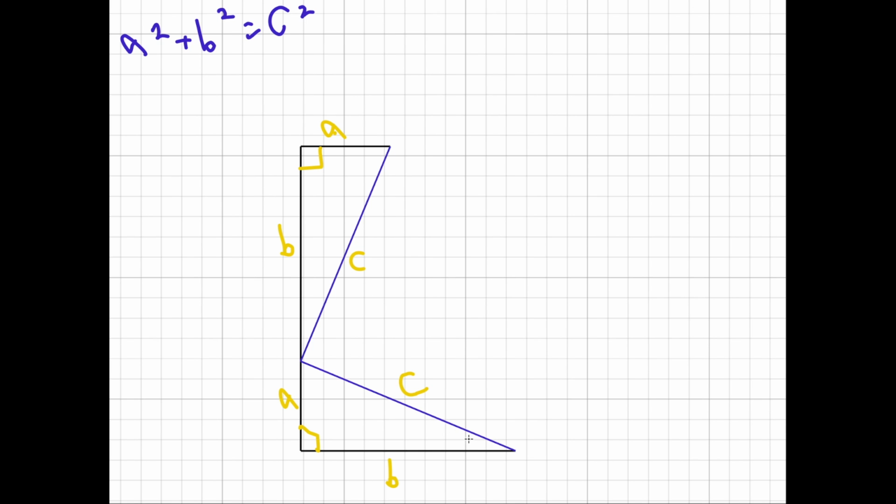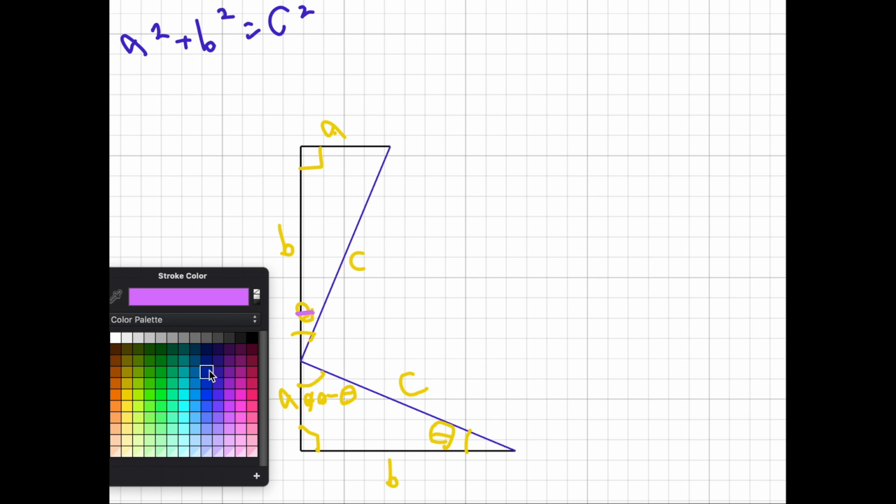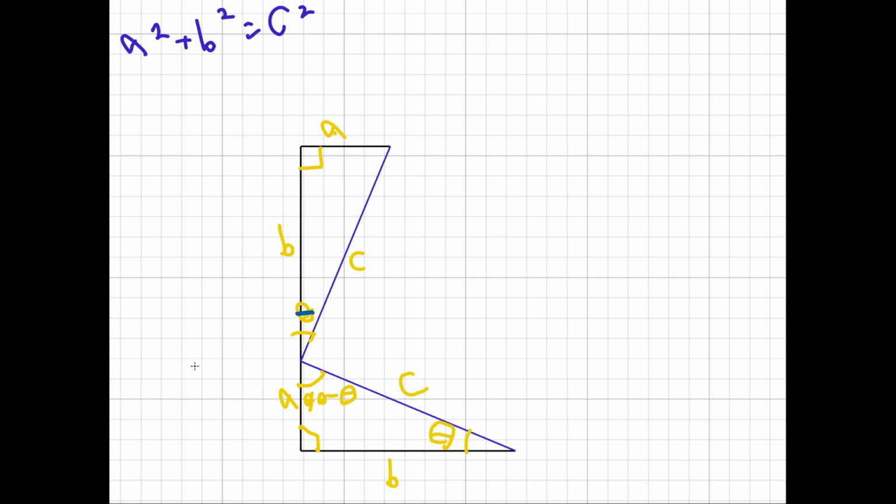Okay. So let's say this angle right here, the inner one, is theta. And theta is just a made-up, arbitrary Greek letter that we use to denote an angle that we don't know. So if this is theta and this is 90, this has to be 90 minus theta. Okay? And of course this is theta too, because they're exactly the same triangle. Okay, there we go.